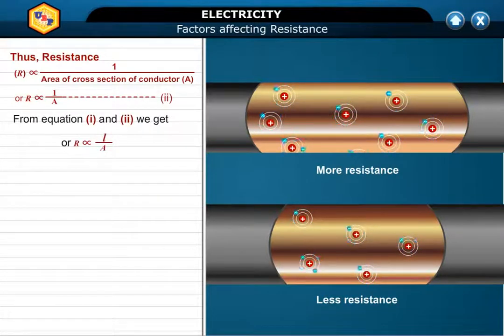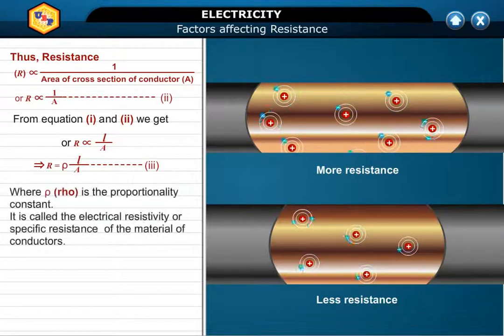From equation 1 and 2 we get R ∝ L/A, that is, R = ρ × L/A. This is our equation number 3. Where rho is the proportionality constant, it is called the electrical resistivity or specific resistance of the material of conductors. From equation 3, RA = ρ × L. This gives ρ = R × A/L.